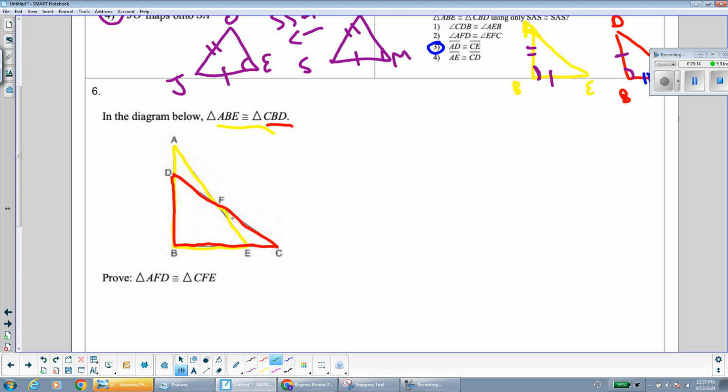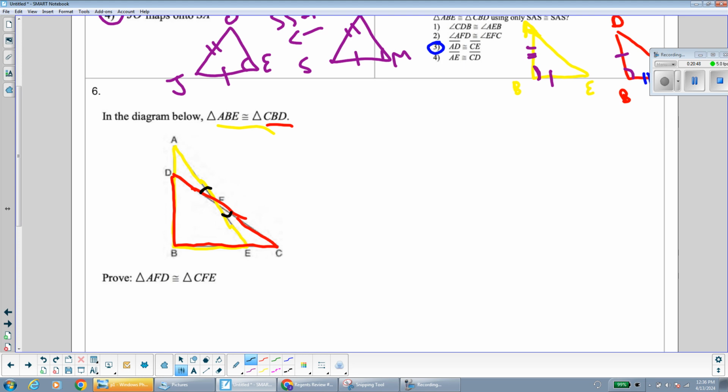So first of all, between the two small triangles, I do see that we have vertical angles. Let me put my markings back. We do have vertical angles. Remember, vertical angles are always congruent, so that gives us a pair of angles already to prove the two smaller triangles congruent. Now, remember that the two big triangles are already congruent.